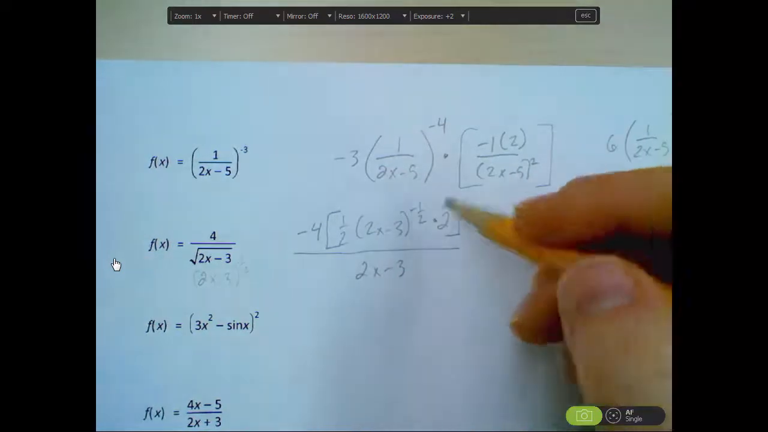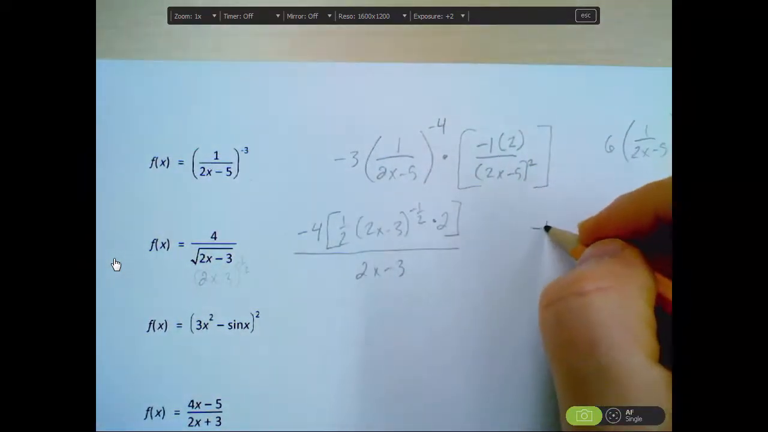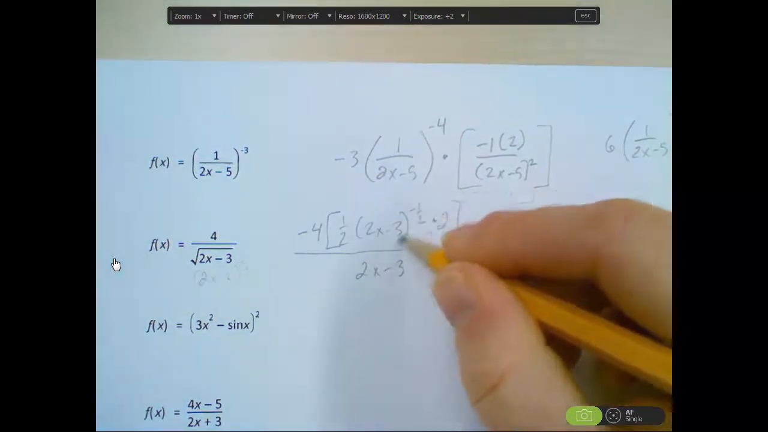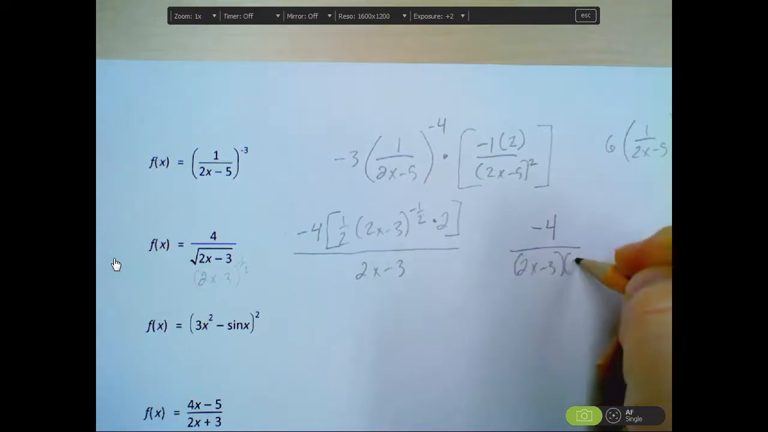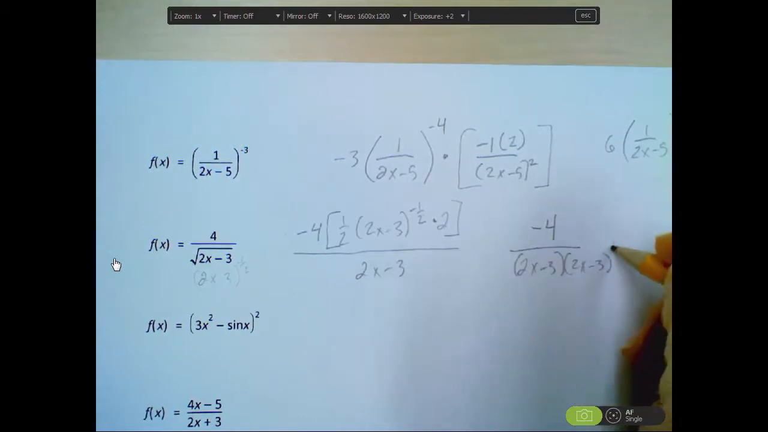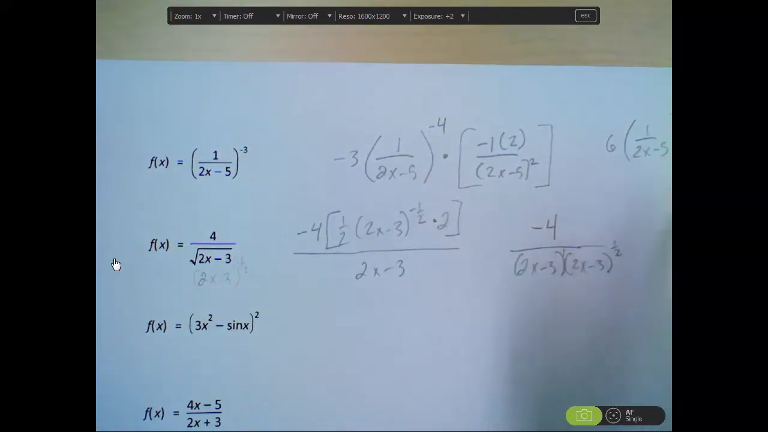Now again, we have to simplify this. 2 times 1/2 cancels out, so you end up with -4. And then if I move this down to the bottom, I end up with 2x minus 3 times 2x minus 3 to the 1/2. But since these are common, I can multiply them together and add the exponents. So I would get -4 over 2x minus 3 to the 3/2.